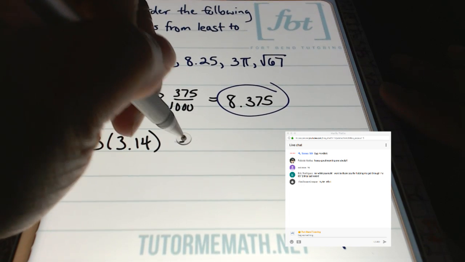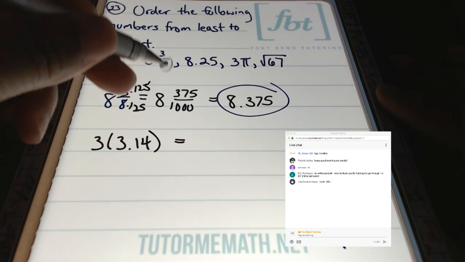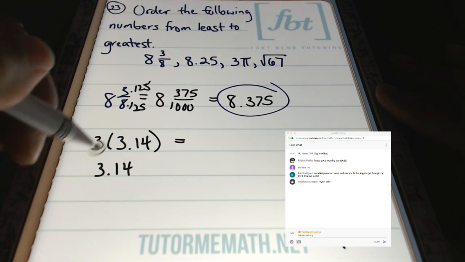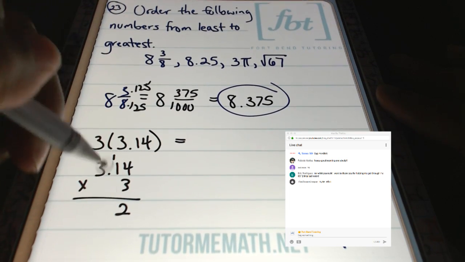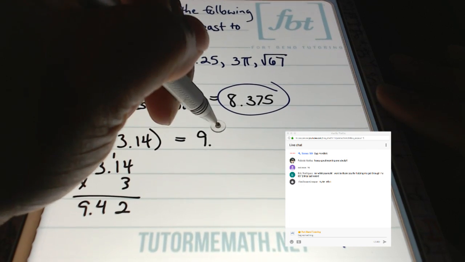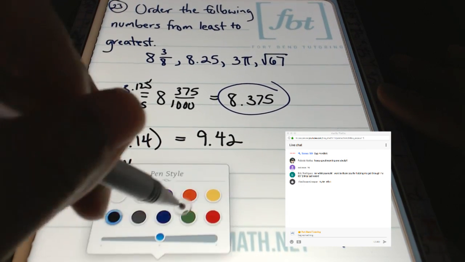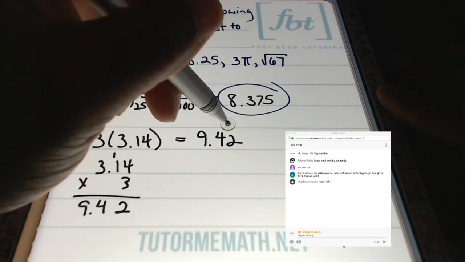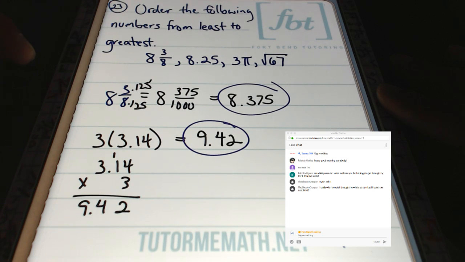And now just multiplying the approximation for pi, the 3 and 1400ths times 3. We're going to go ahead and multiply it out. We got a 12. We're going to carry a 1. We got a 4. Then we got a 9 with the decimal. There we go. We got the 9 and 4200ths. All right. So far, so good, right? We are already looking at 3 values from our list of 4 values that are now in decimal notation.